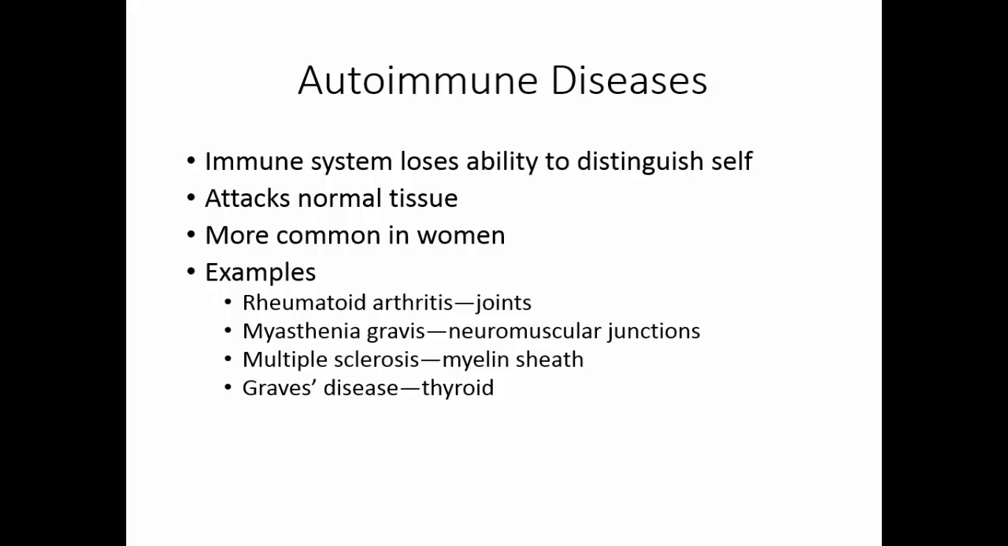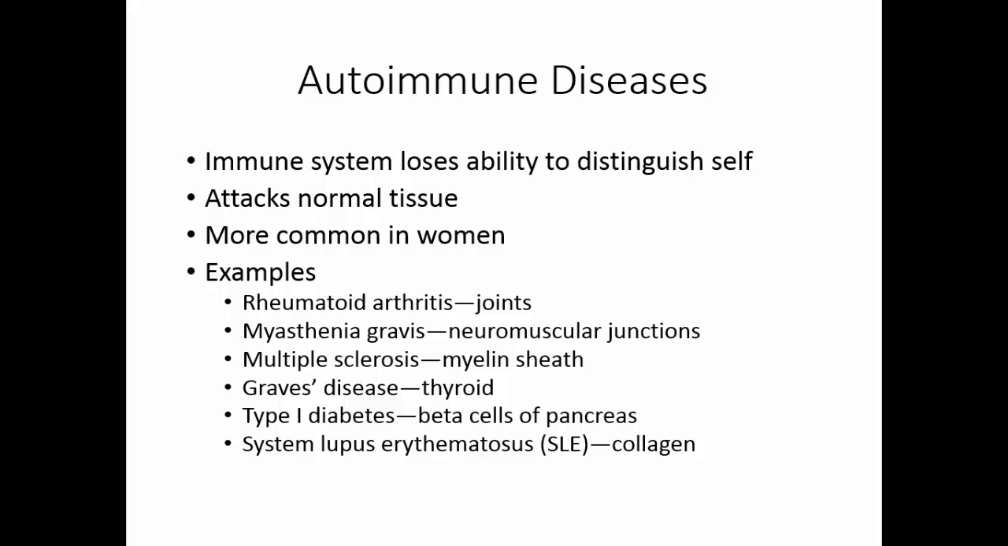In Graves' disease, the autoimmune antibodies attack the thyroid, causing it to overproduce thyroxine. In type 1 diabetes, the beta cells of the pancreas are destroyed. These are the cells that produce insulin. Systemic lupus erythematosus, or SLE, is a disease where collagen in the body is attacked. This can be anything from a relatively mild to a very severe disease, depending upon which tissue the collagen is destroyed in.